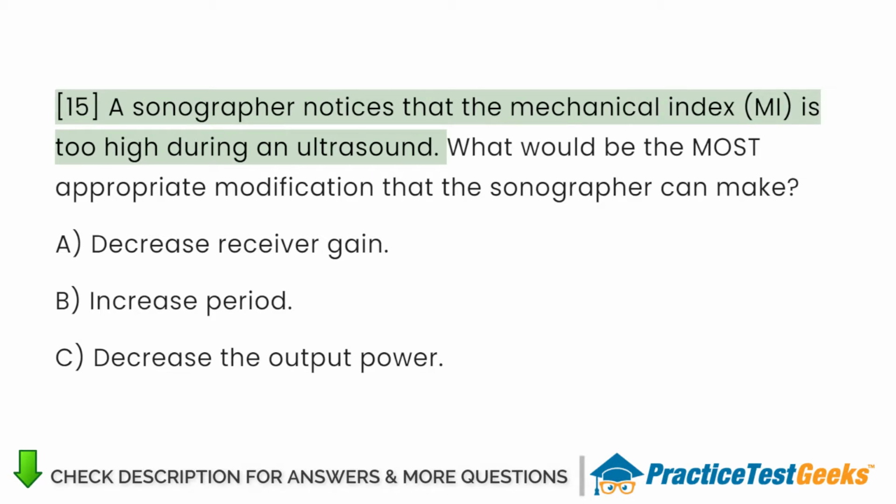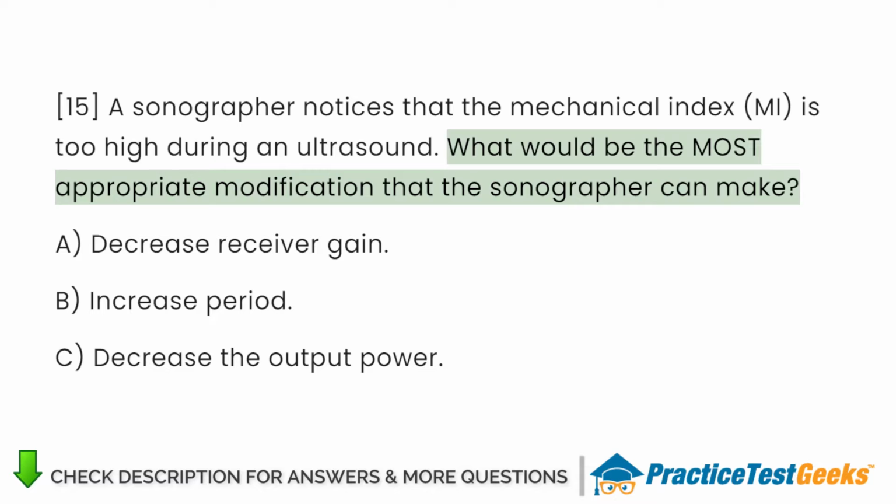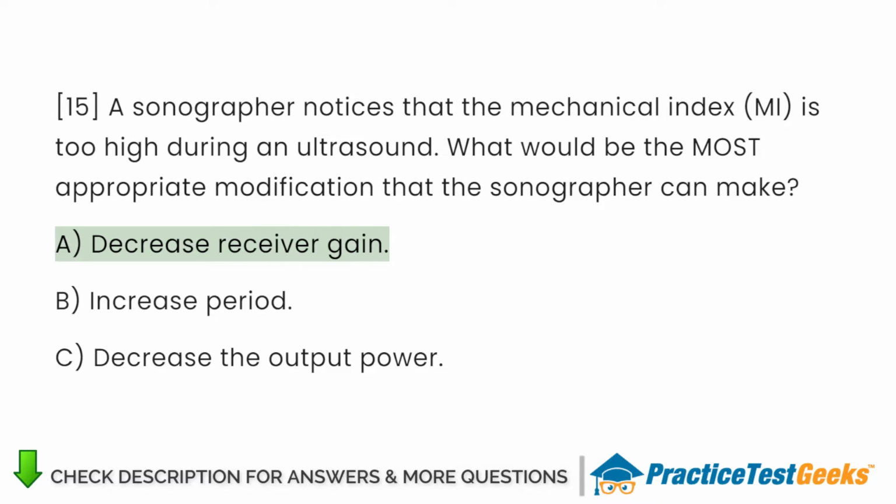A sonographer notices that the mechanical index, MI, is too high during an ultrasound. What would be the most appropriate modification that the sonographer can make? A. Decrease receiver gain. B. Increase period. C. Decrease the output power.